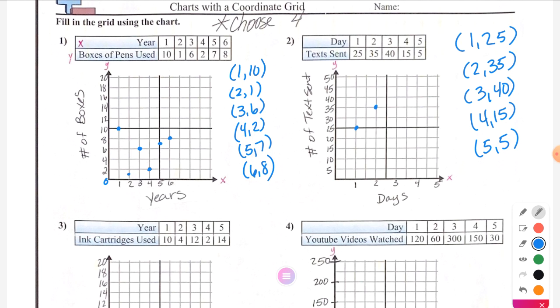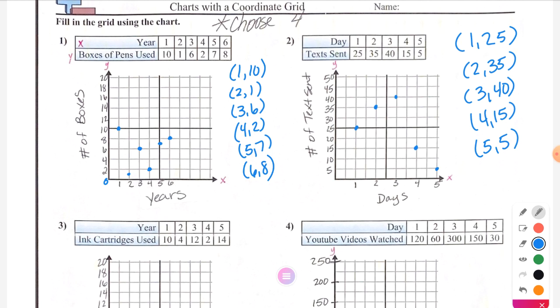Over to the 3, up to the 40. Okay, next one, Jackson. Go over 4 and up to the 15. Over 4, up to the 15. Kinley, last one. Over 5 and then up 5. Over 5, up 5.